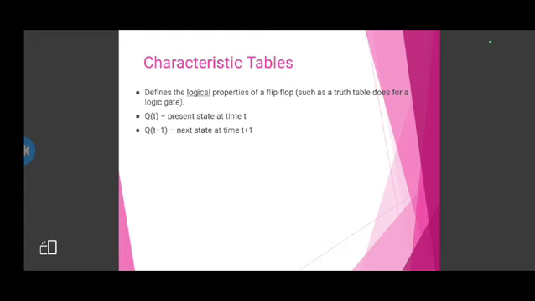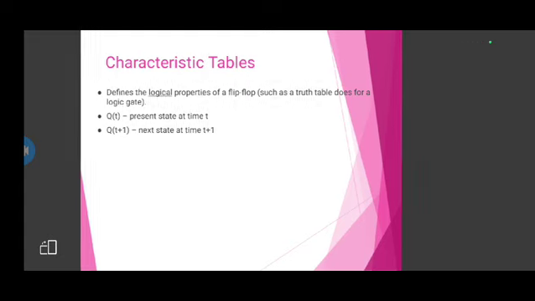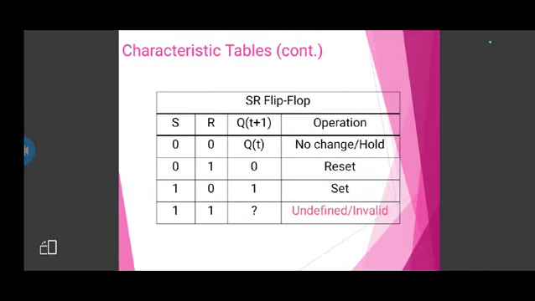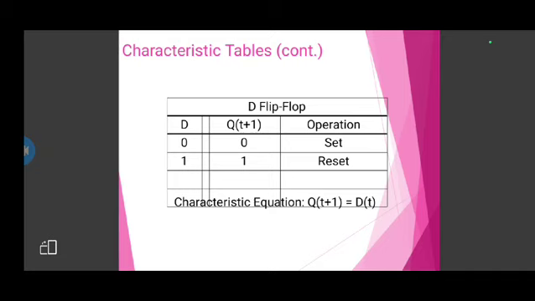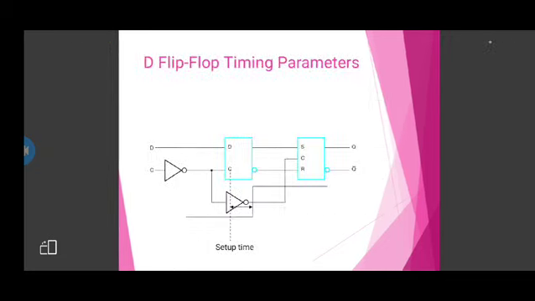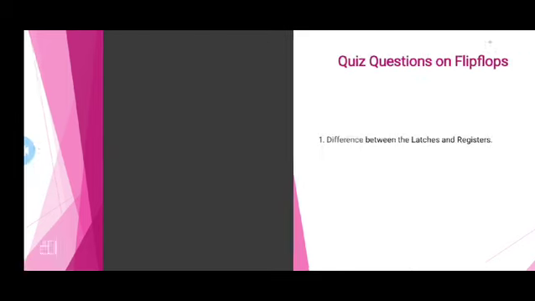The characteristic table: Q of t is the present state, and Q of t plus 1 is the next state. When it is 0 0, there is no change. 0 1 means it is reset, 1 0 means set, and 1 1 means invalid. Here 0 0 means it is set, and 1 1 is reset. And here are the timing parameters.